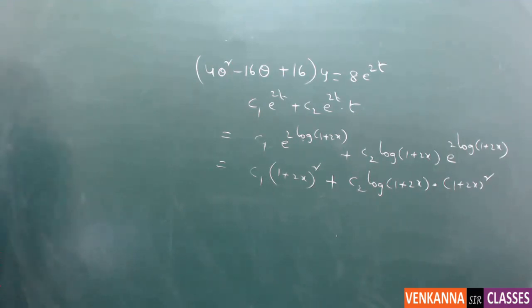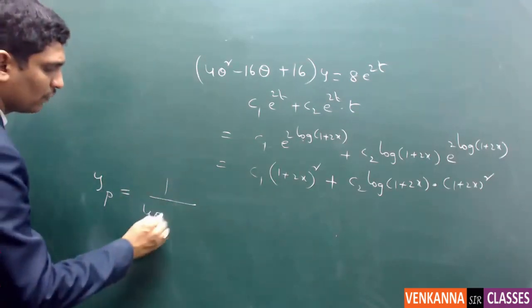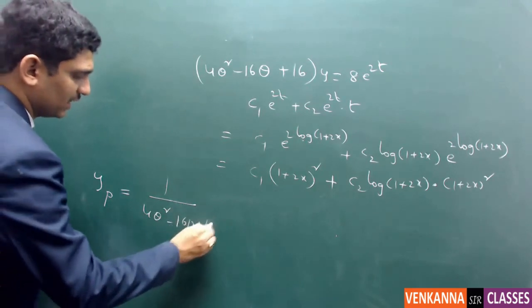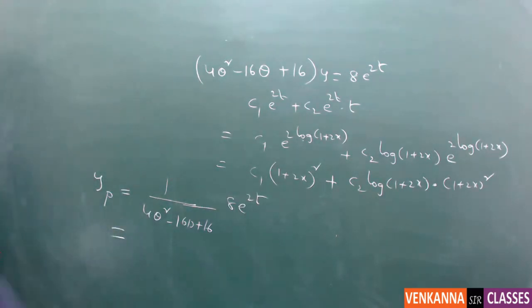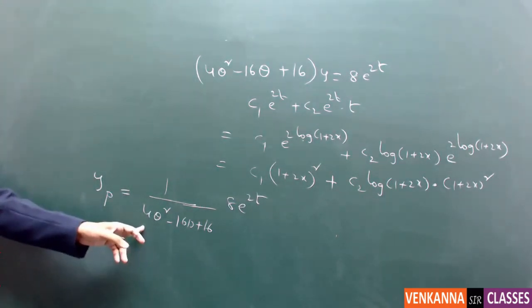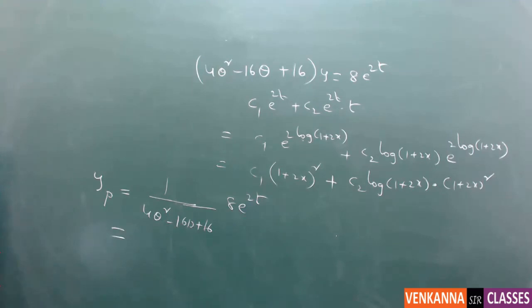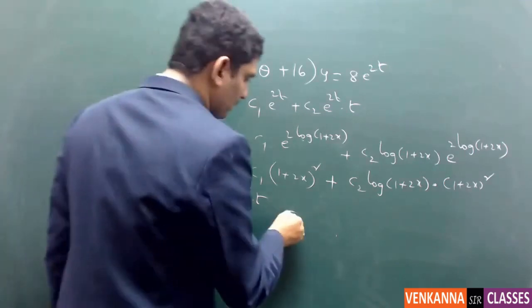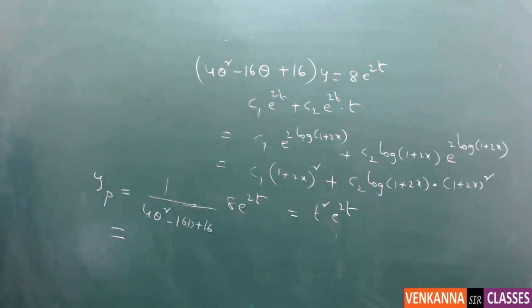Fine. So let us go with yp. Yp is equal to 1 by 4 theta square minus 16 theta plus 16 into 8 e power 2t. Since 2 is the root of it, we have to remove the factors here. So can you do it on your own? Please go ahead. I will write the solution part for you, you can check. Square e power 2t on removing the factors.